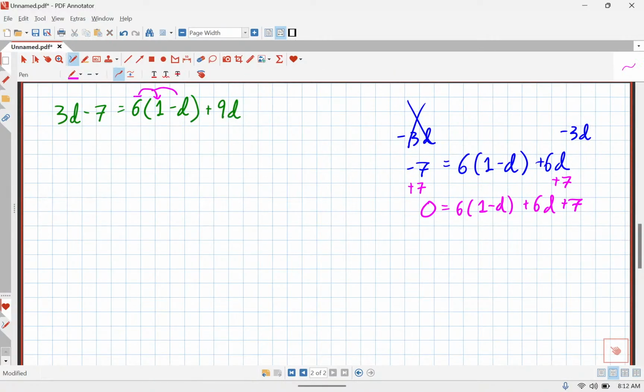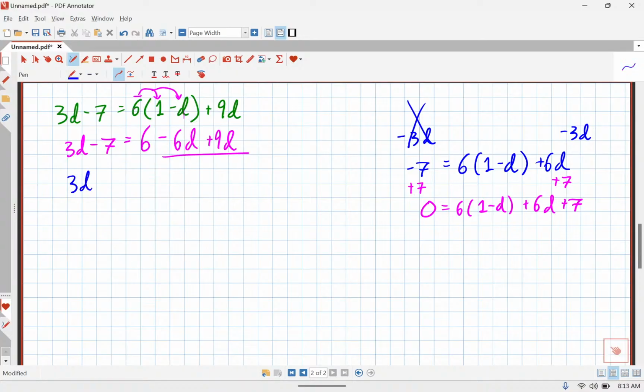Personally, Truman, I like to simplify first. That's my personal preference. So if we do 6 times 1, what is that going to give me, Truman? 6. And then 6 times a negative D? Negative 6D. Yep. And then that's plus 9D. And on this side, it just says 3D minus 7. Nothing happening here. Now we can start simplifying a little bit. What's negative 6D plus 9D? 3D.